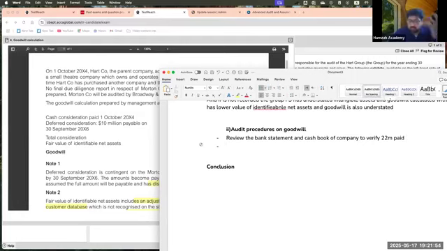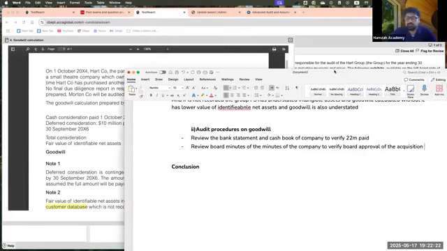Now they have acquired a company. The board minutes must have discussion on it. So review board minutes of the company to verify board approval of the acquisition. Now, the next is, so 2 procedures are done.